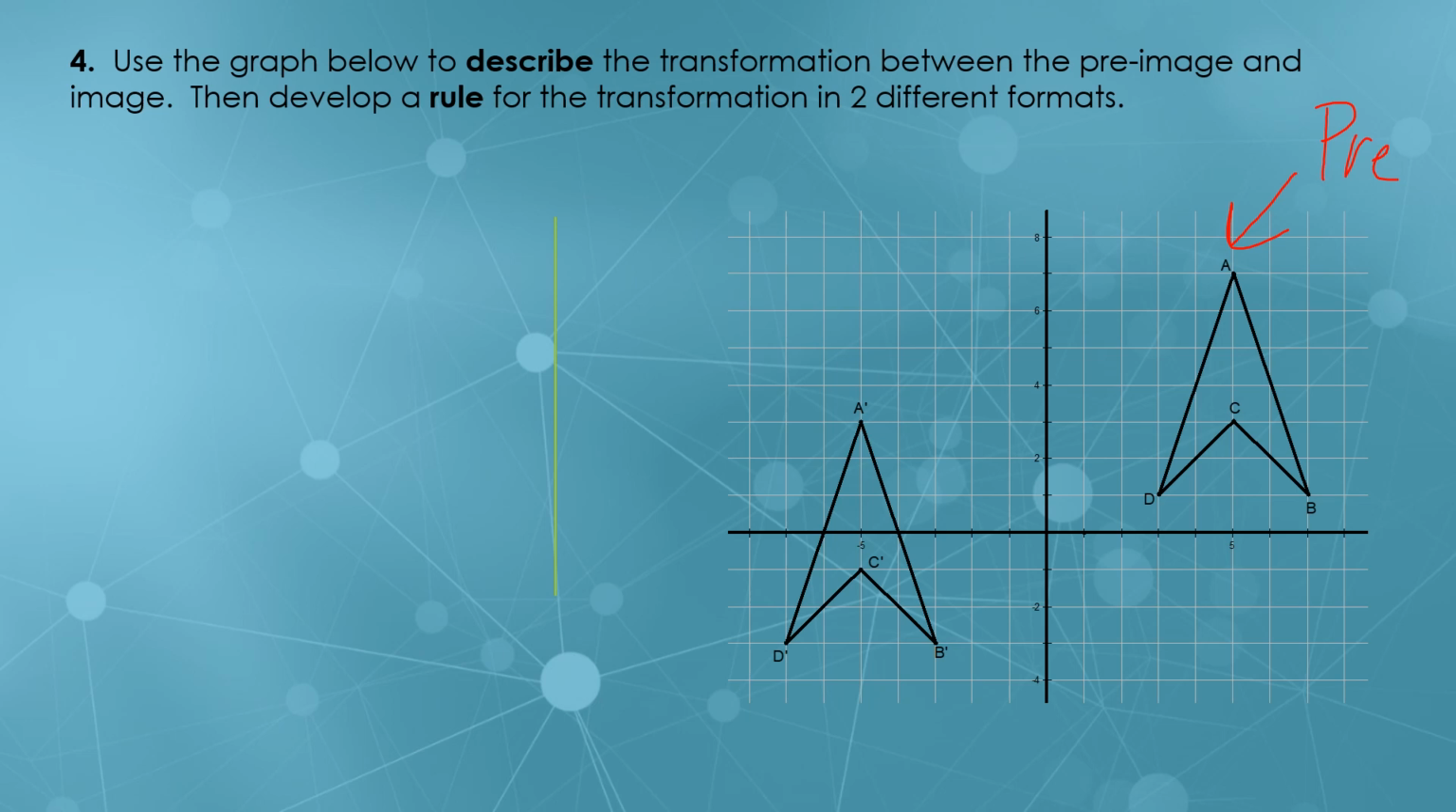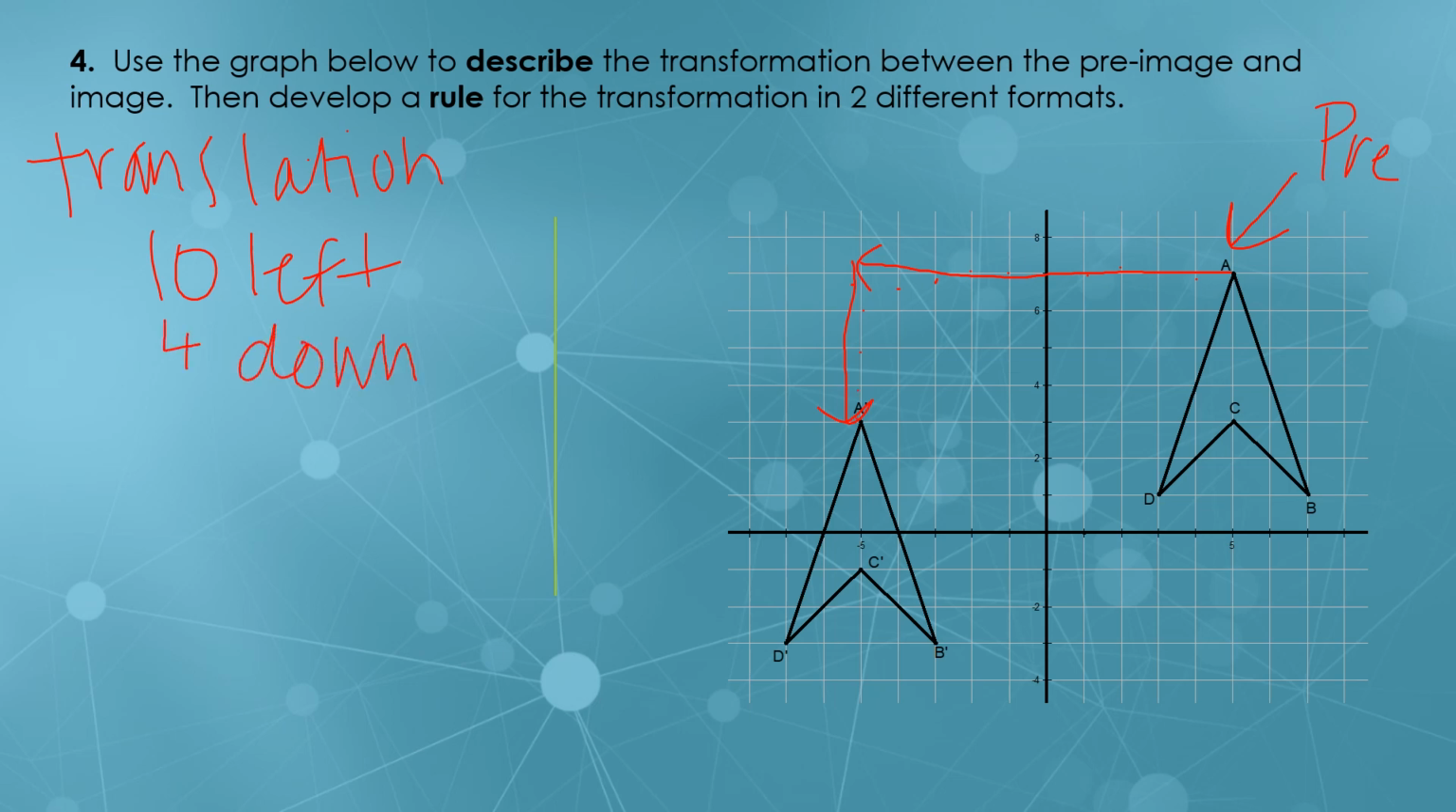So all you need to do is count how much it takes for you to get from A to A prime. Make sure you don't go to A to C prime or something like that. You got to make sure you pick the same letter and just count. So it's definitely a translation. Everything is sliding or shifting. And we are counting 1, 2, 3, 4, 5, 6, 7, 8, 9, 10 to the left. And then down 1, 2, 3, 4.